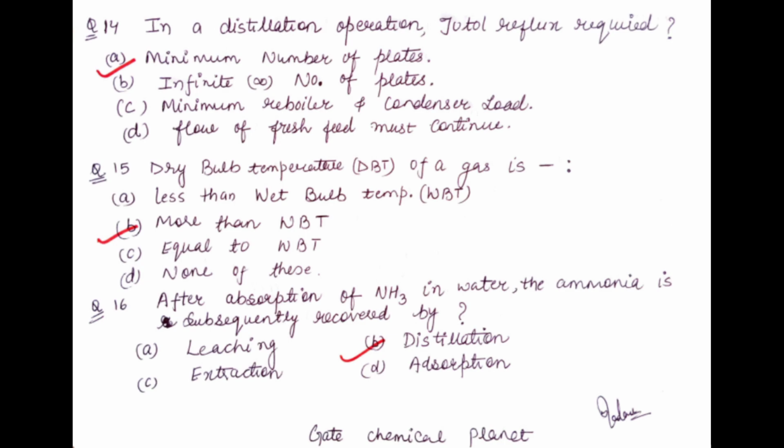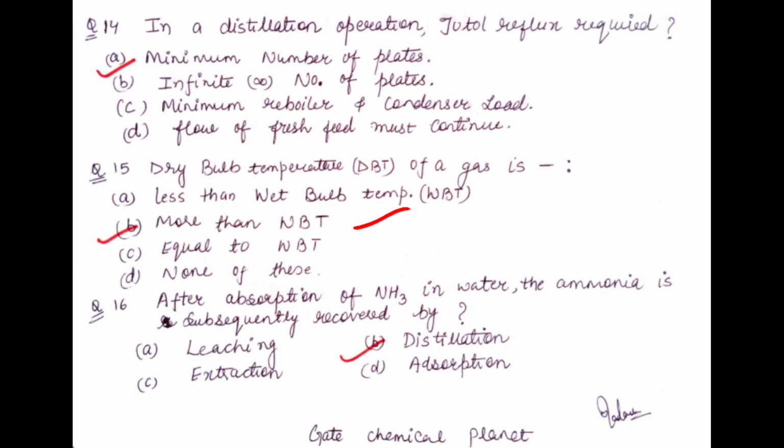Question number 15. Dry bulb temperature, which is also known as DBT, of a gas is. So the question asks about the dry bulb temperature of a gas: it is less than wet bulb temperature WBT, more than WBT, equal to WBT, or none of these. So student, the dry bulb temperature of a gas is more than the wet bulb temperature. So option B is correct for this. Okay, so option B is correct.